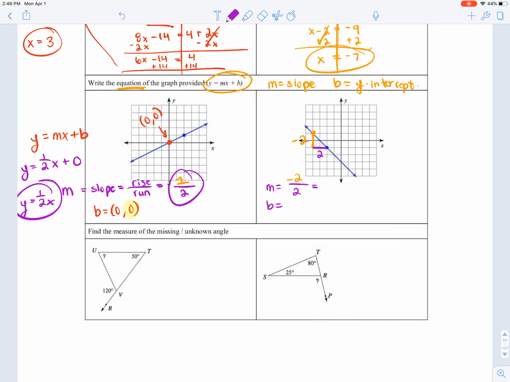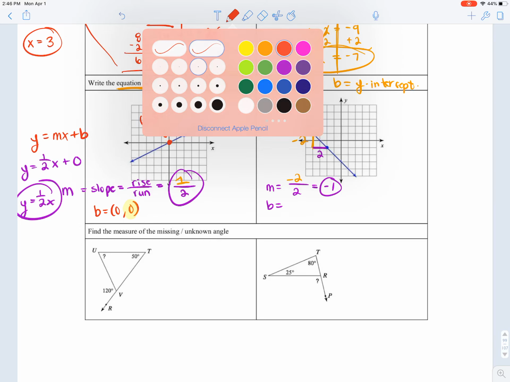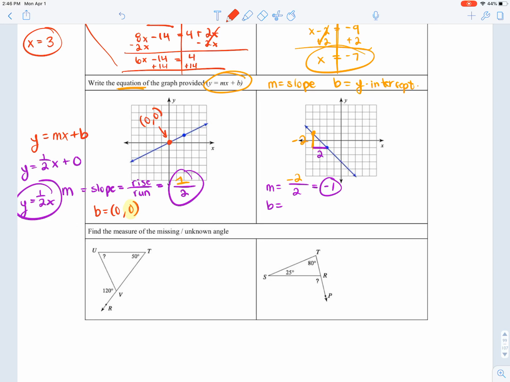Well, negative 2 divided by 2 is just going to be negative 1. So that right there is my slope. Find the y-intercept. Find where the line touches the y-axis. It's going to be right there. And that point is at 0, comma, negative 3. So this is my y-intercept.